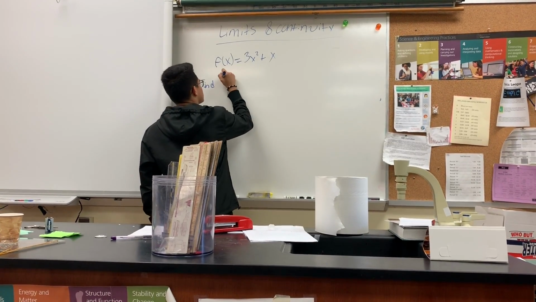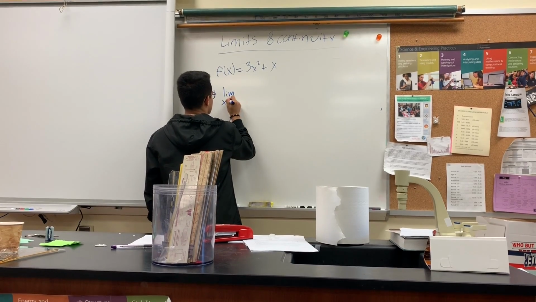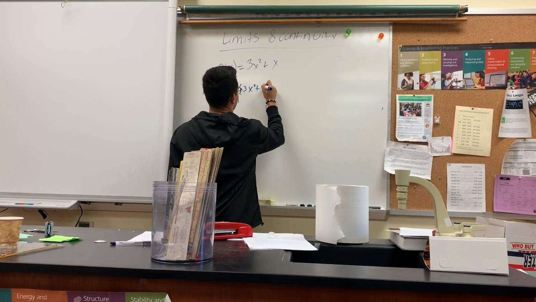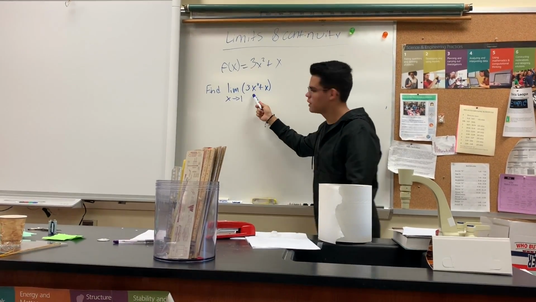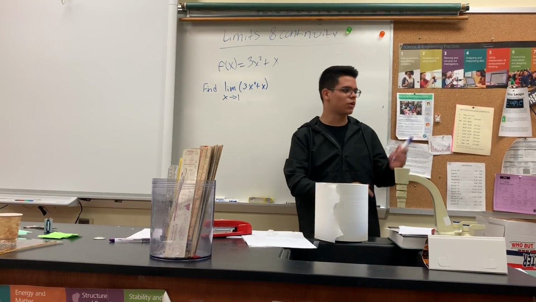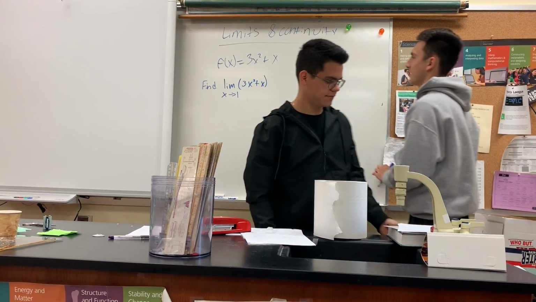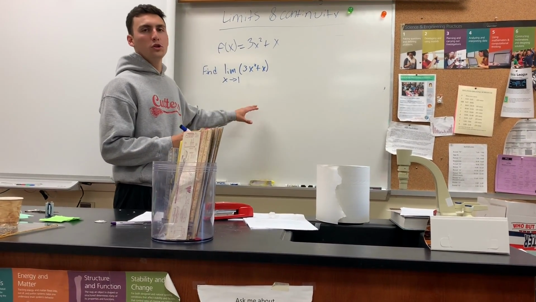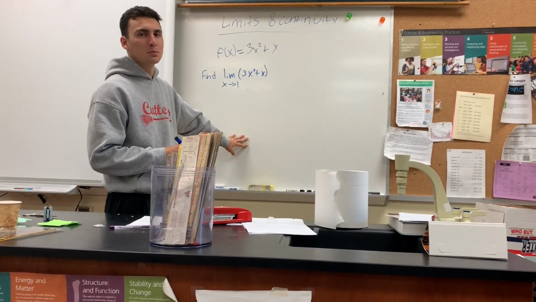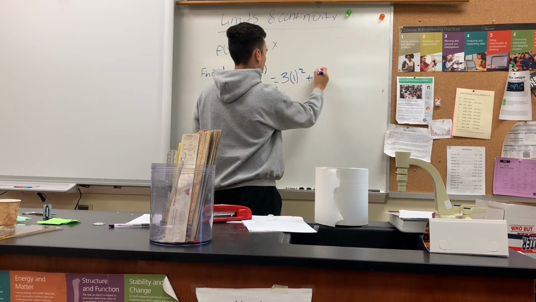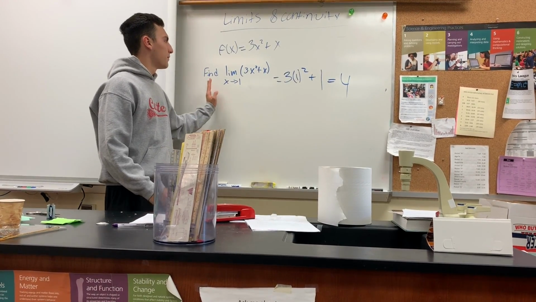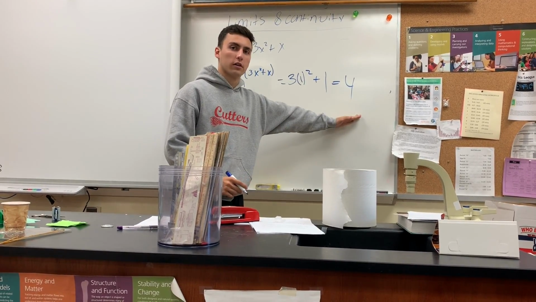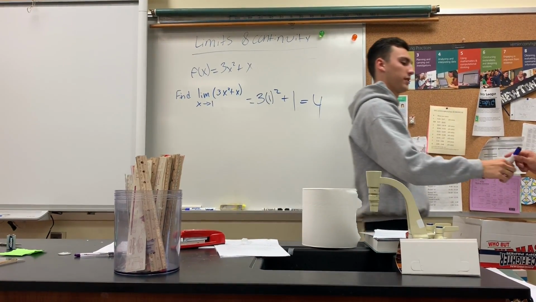Okay? All right, so continuing our discussion on limits and continuity, Andrew, I want you to come up here and solve this for me. The limit of 3x squared plus x as x approaches 1. So all one would do to solve this problem is plug it in. So the limit as x approaches 1 of 3x squared plus x is equal to 4. All right, Andrew, thank you very much for that. Yeah, you're welcome.